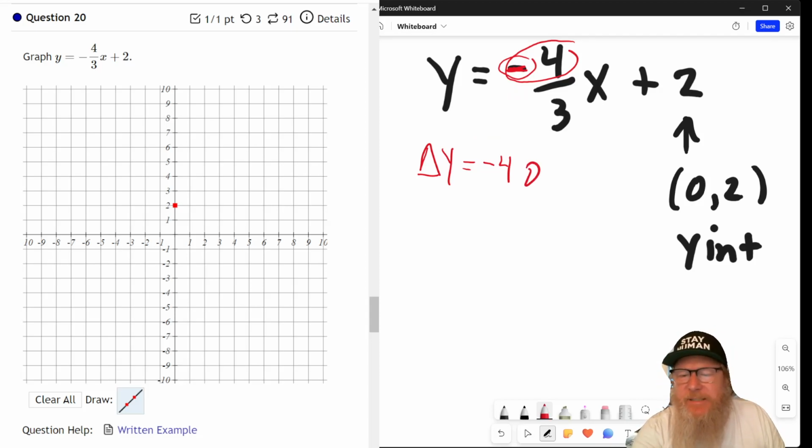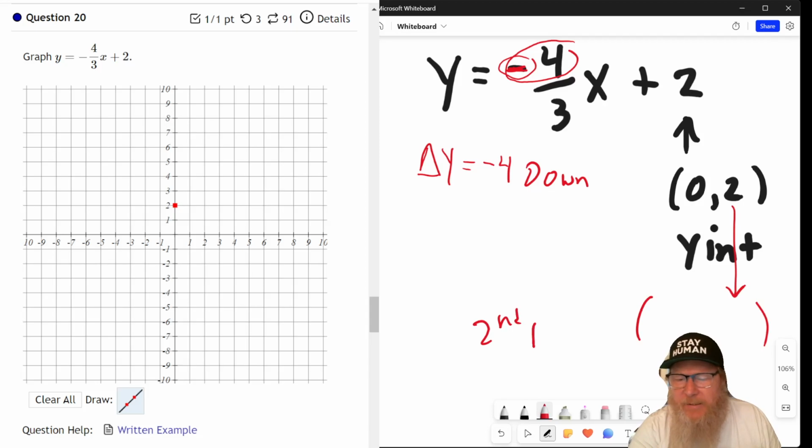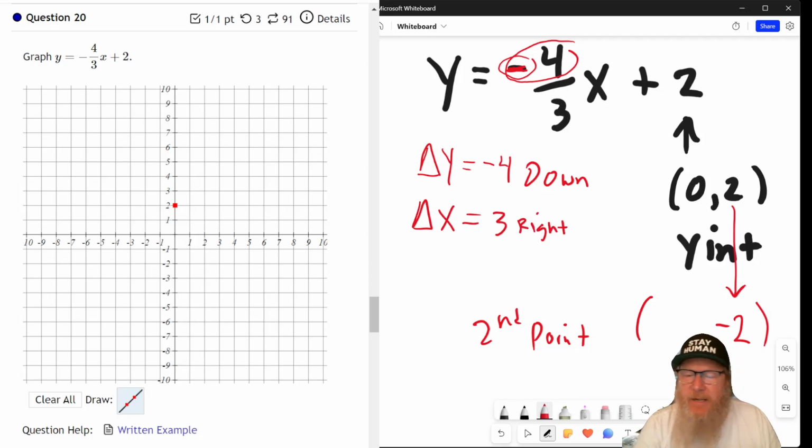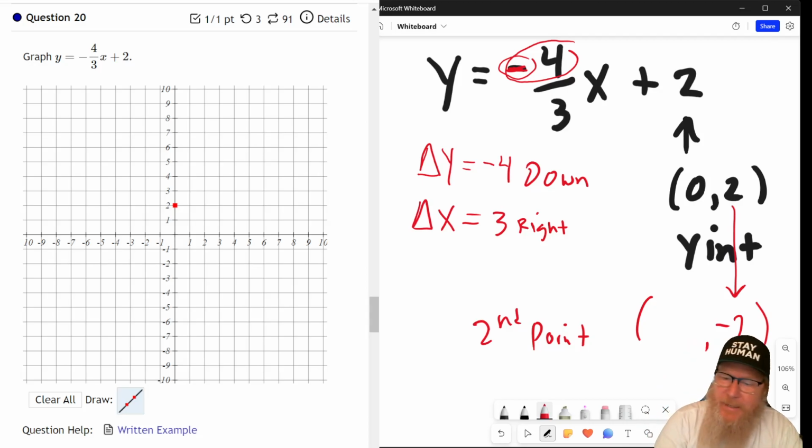So that means I'm going to go down 4 units. So starting here, this is to get my second point. Starting at 2, I'm going to go down 4 units. Well, that's going to put me at negative 2. That's my second point. And then for the x, again, I'm right-handed, so I always go right. If you're left-handed, you could go left if you want, right? But then you would have to go up. So maybe I will just say that one time.